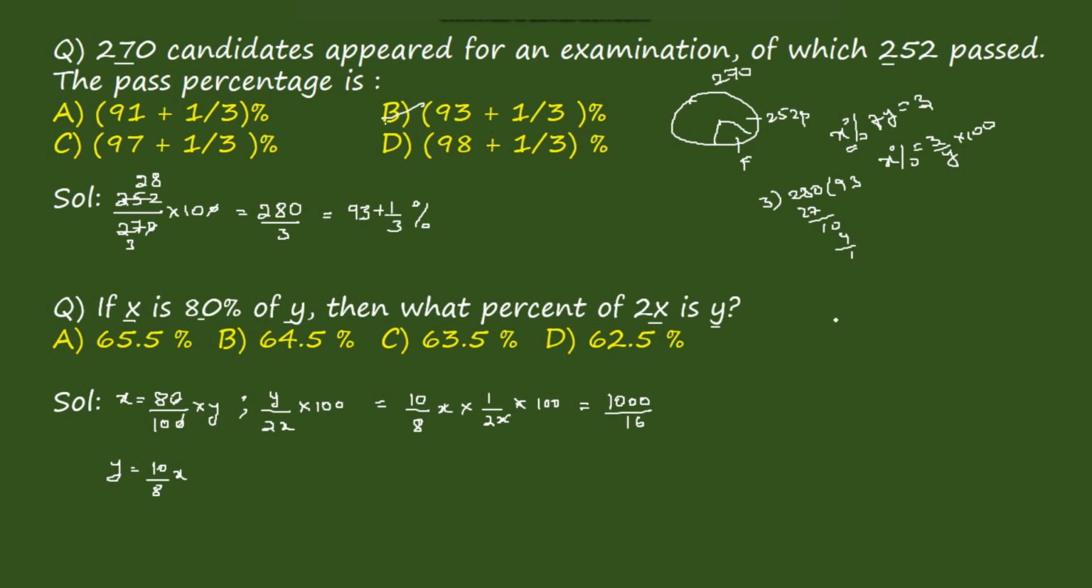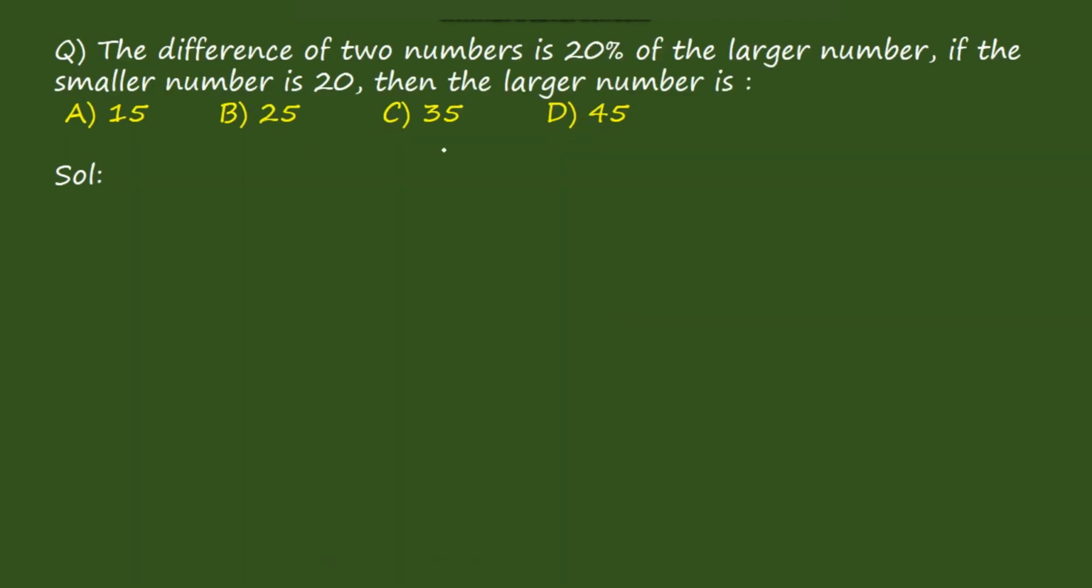Which is nothing but what percentage? Just substitute the values within 1000. 6 it goes for 96. It becomes 40. 2 it becomes 32. And 8.5 it goes for 80, right? Becomes 0, which is equal to nothing but 62.5 percentage. So what percent of 2X is Y is nothing but 62.5 percentage. So answer is option D. Come to the next question.